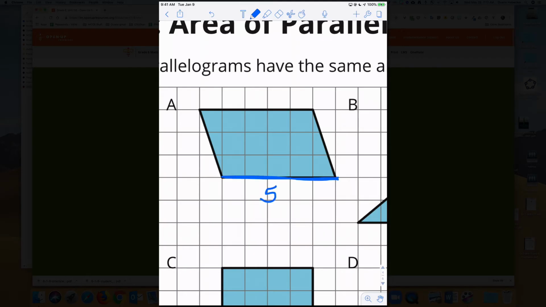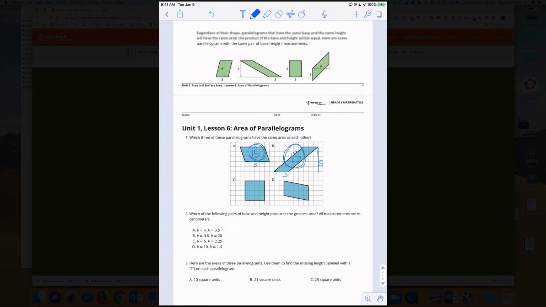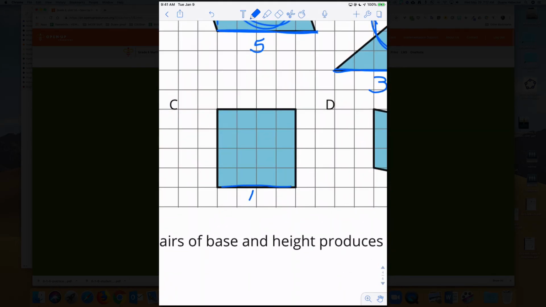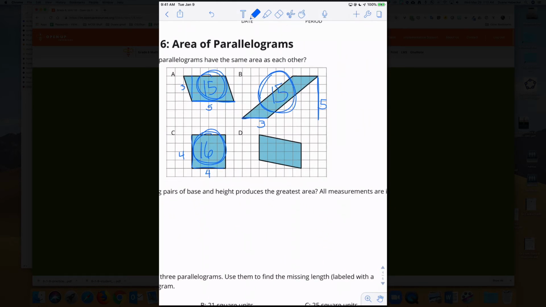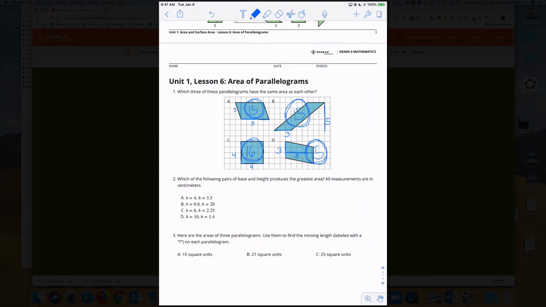So we have a base of 5, we have a height of 3, so the area is 15 square units. Here we have a base of 3, we have a height of 1, 2, 3, 4, 5, we have a height of 5, so that has an area of 15 square units. Here we have a base of 4 and a height of 4, so it has an area of 16, so we automatically know that that's the oddball out. Here it has a base of 3 and a height of 5, so it has an area of 15 square units. So A, B, and D have the same area, which happens to be 15 square units.